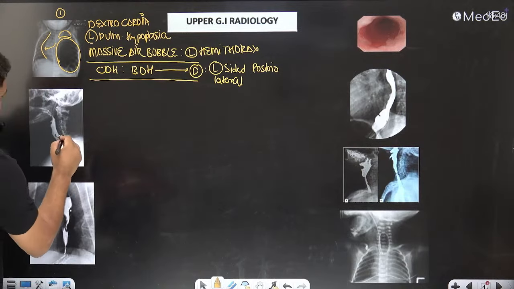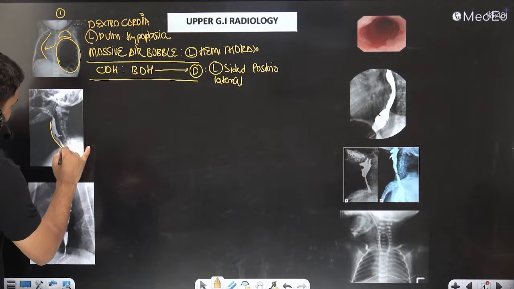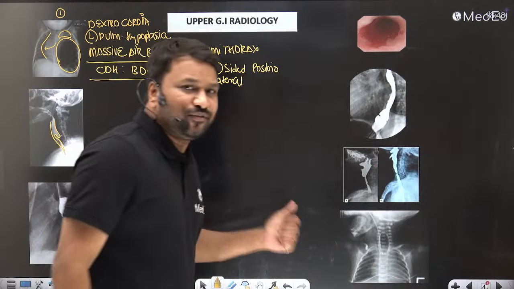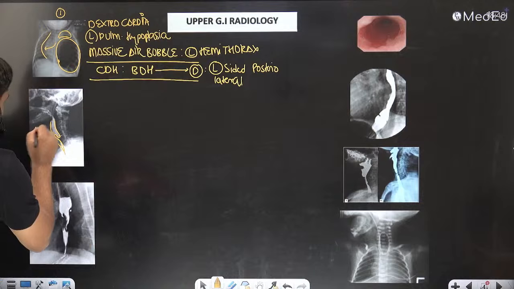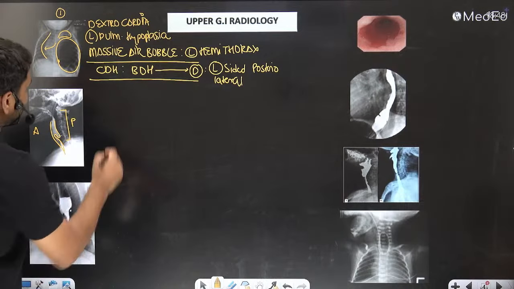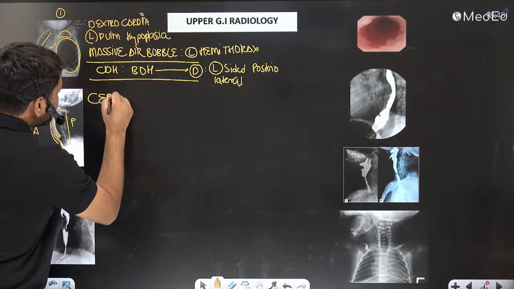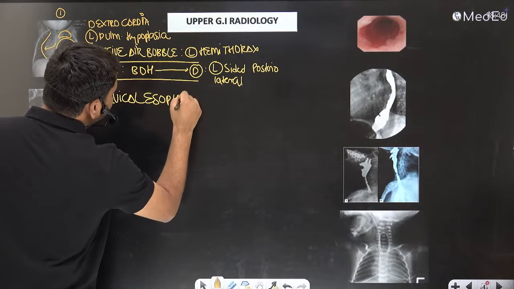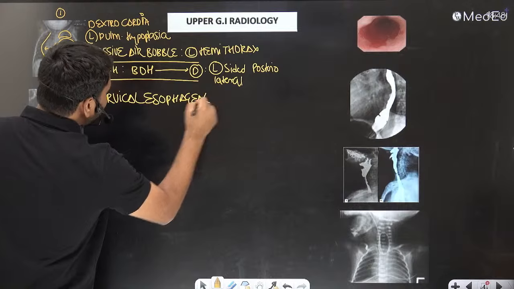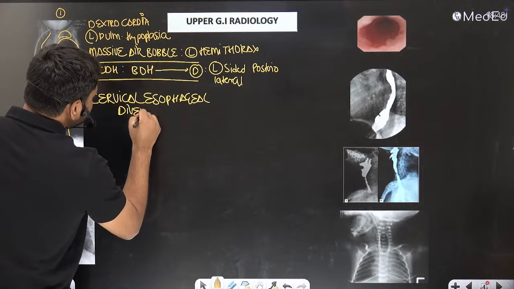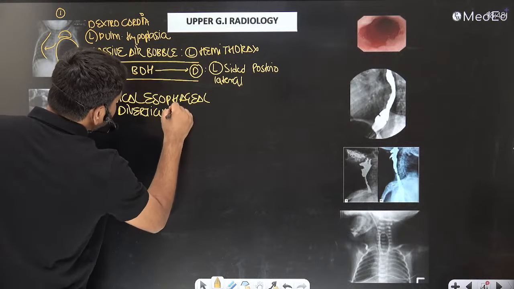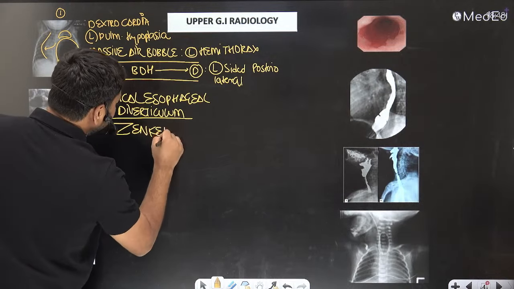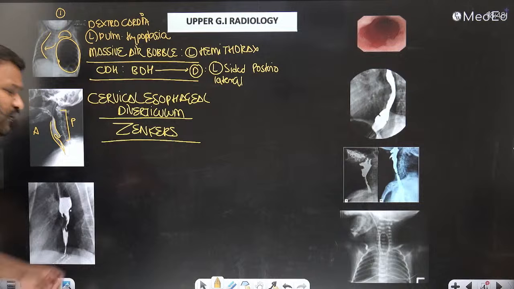In this one you can see there is an out pouch. You can see this is the esophagus that is going, and you see there is an out pouching that is classical for diverticulum. Now this is the anterior surface, this is the posterior, you can see this is the cervical region. So it is your cervical esophageal diverticulum, which is your Zenker's diverticulum, spot on.